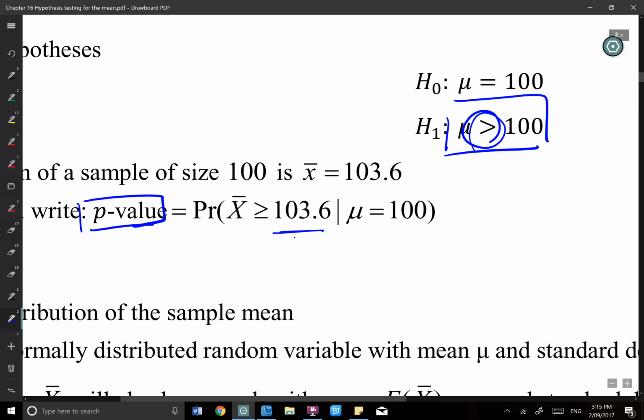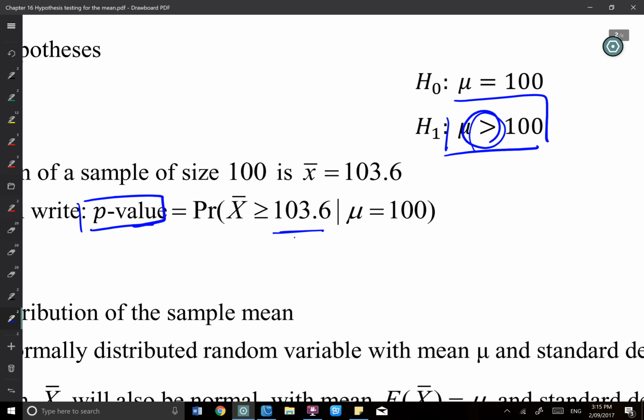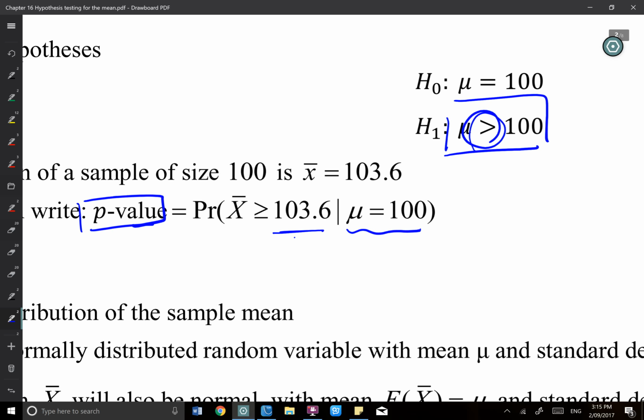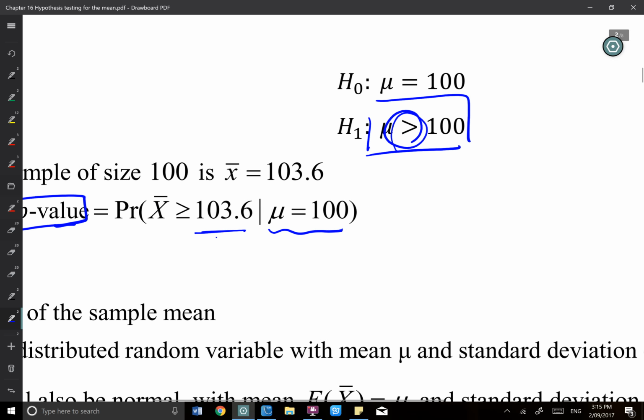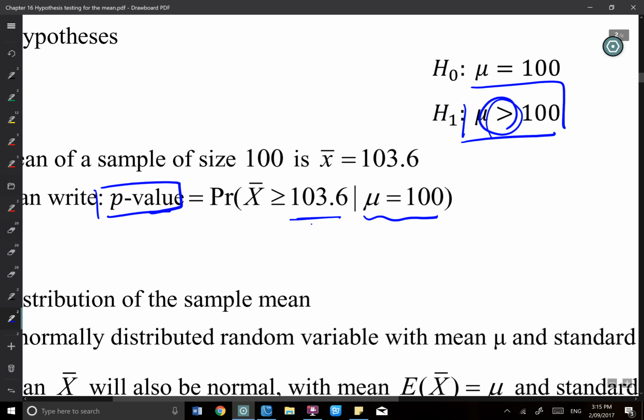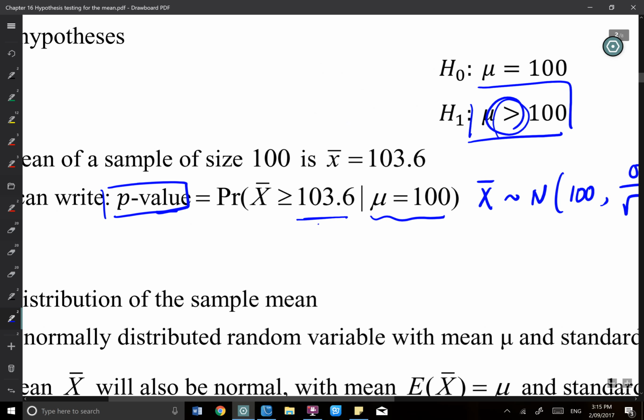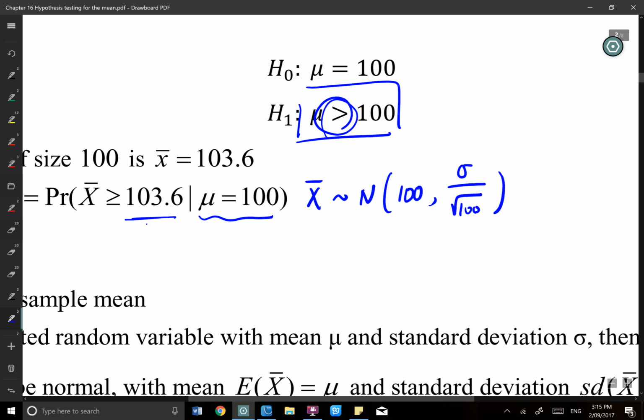The p-value can be calculated by finding the probability that the sample mean is greater than or equal to 103.6, assuming that H0 is true. The p-value must assume H0 is true. You are not using H1 for this, you must assume H0 is true. So what does your distribution of x bar follow? X bar is a normal distribution with mu 100 and standard deviation over square root of 100, because the sample size is 100.